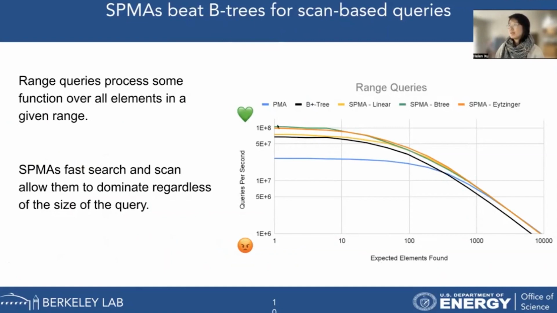And this y-axis is the queries per second, and we expect the throughput to go down as the size of the queries gets bigger because you have to process more data per query. This x-axis is the size of the query in terms of the number of elements found. And we can see that the PMA is slower for range queries compared to the B tree when the number of expected elements found is less than about 100. There's this crossover point between 100 and 1,000, which is the point at which the cost of the scan is greater than the cost of the point operation. The B tree is better than the PMA for small queries, but worse for large ones because it's worse for scans. And the SPMAs are better on all sizes because they're good for point operations and they're good for range operations.